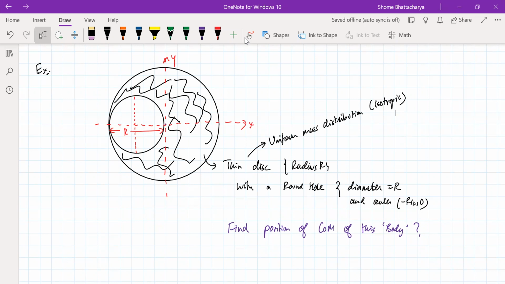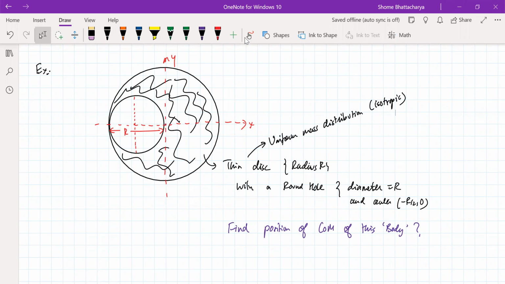So we can find out the area of the subtracted object. Like if the original disk had mass m, now you can say that the disk that you've cut out, the small disk of radius r by 2, has, suppose, mass m1. You can find that out. And the remaining mass that we have over here, that is m2, you can find that out.